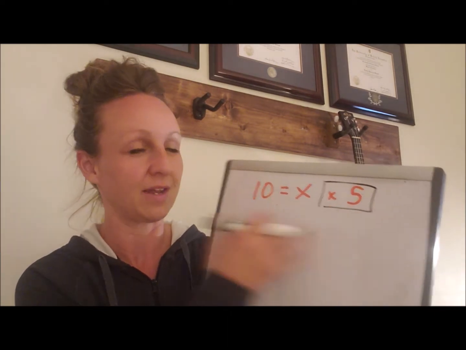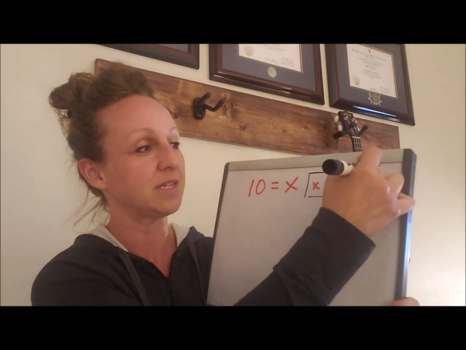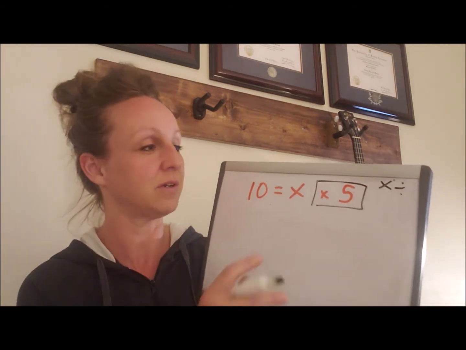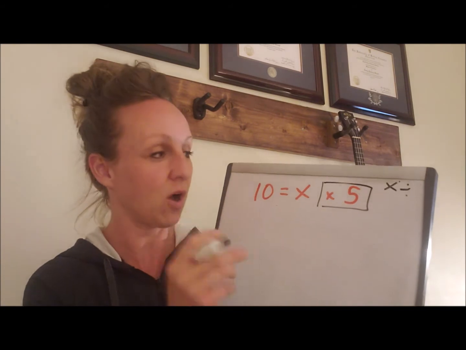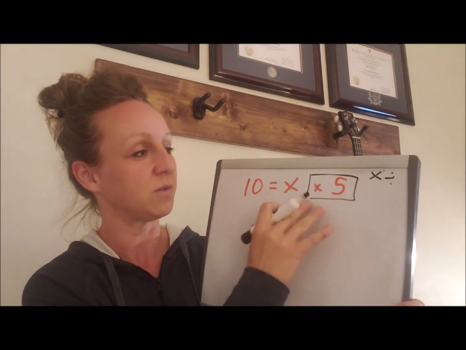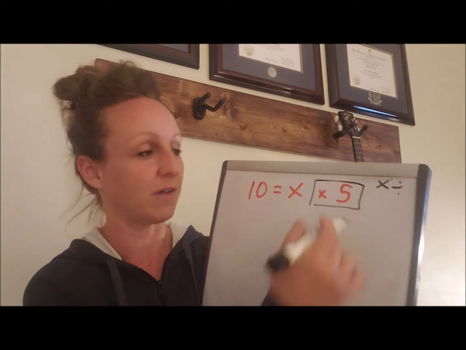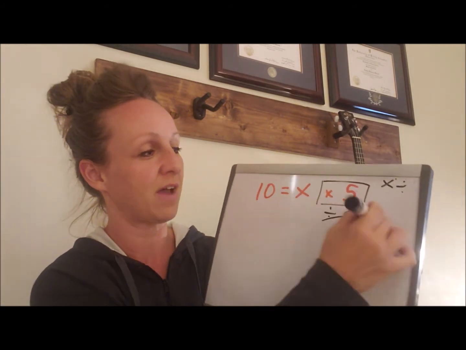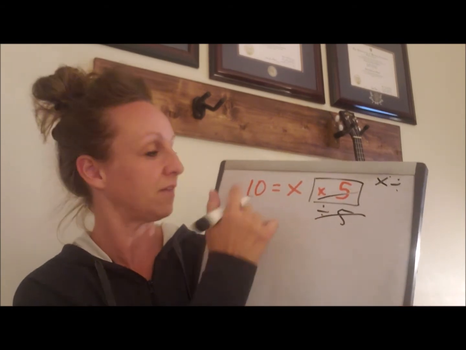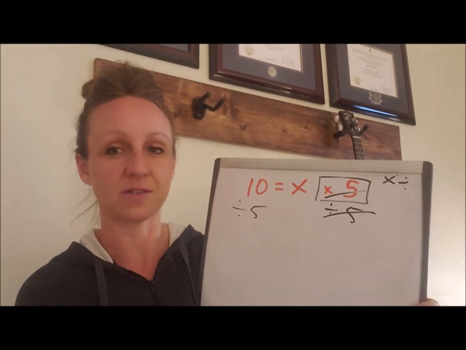In order to do that, I can't just simply move the 5, I have to get rid of it. Typically, to get rid of it, we do the opposite operation. The opposite of multiplication is division. So we get rid of the 5 by dividing by 5, and they cancel each other out. But if I divide by 5 on one side, I have to divide by 5 on the other side.